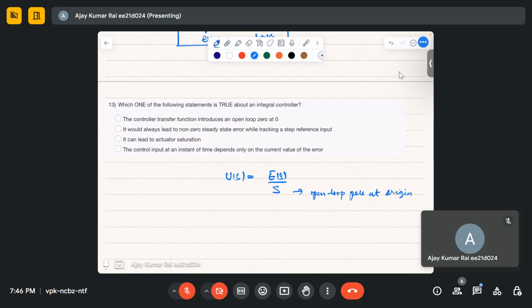Open loop pole at origin. So this is wrong, right? The controller transfer function introduces an open loop 0? No, it introduces an open loop pole at 0. Next, it would always lead to non-zero steady state error while tracking a step reference input. This is also wrong. Integral control will lead to zero steady state error. I'm not proving that here, but it is in the lecture notes, and further in the course we will find it out. So this statement is also wrong. Next, it can lead to actuator saturation. This is true, because if you write it in terms of time, what you'll get.